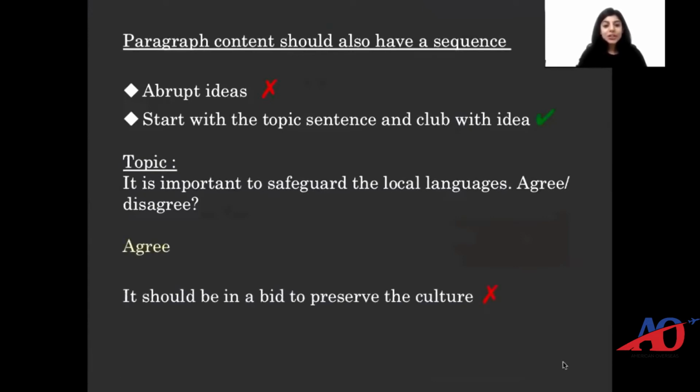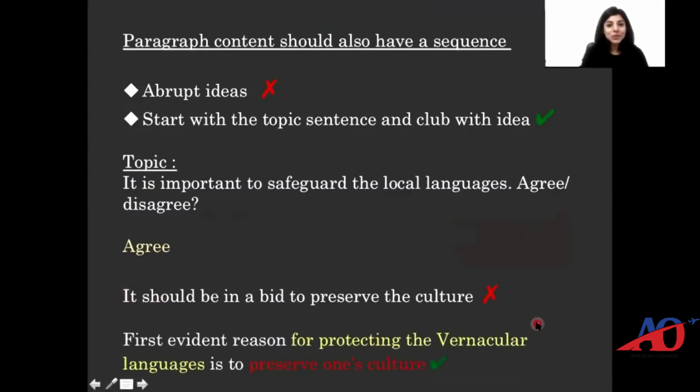Do not write, it should be in a bid to preserve the culture. What is "it" here now? It can lead to confusion. Instead, write, the first evident reason for protecting the vernacular languages is to preserve one's culture. Now, the phrase "for protecting the vernacular languages" has been taken from the topic here, see? Not in the same words though, but in paraphrased form. That's what you're supposed to do. And then it is clubbed with the idea, preserve one's culture. That's coherence.